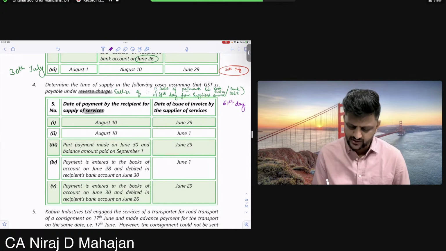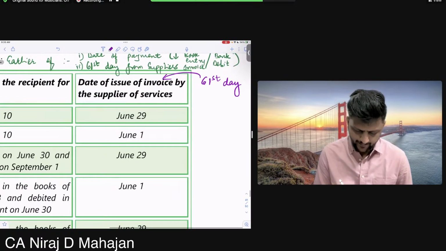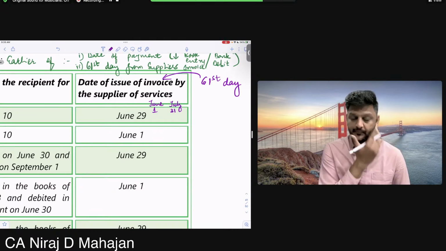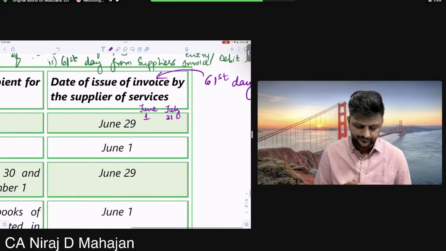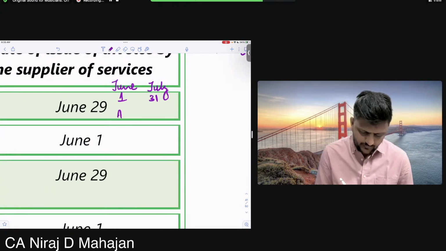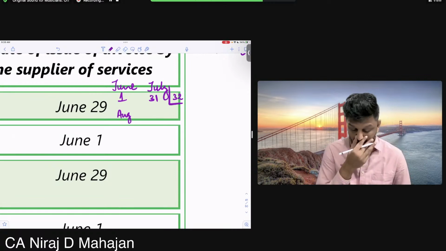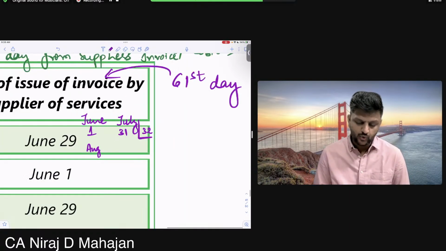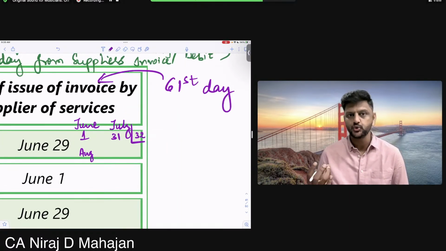61st day from this date, from invoice date. So I'm making a calculation. June, how many days available? 1. July entirely 31, right? So 32 already done. So I'm writing the cumulative, how much? 32. August, so what do you want? How many days now? 42, 52, 62. I want what? 29th. Is it right?